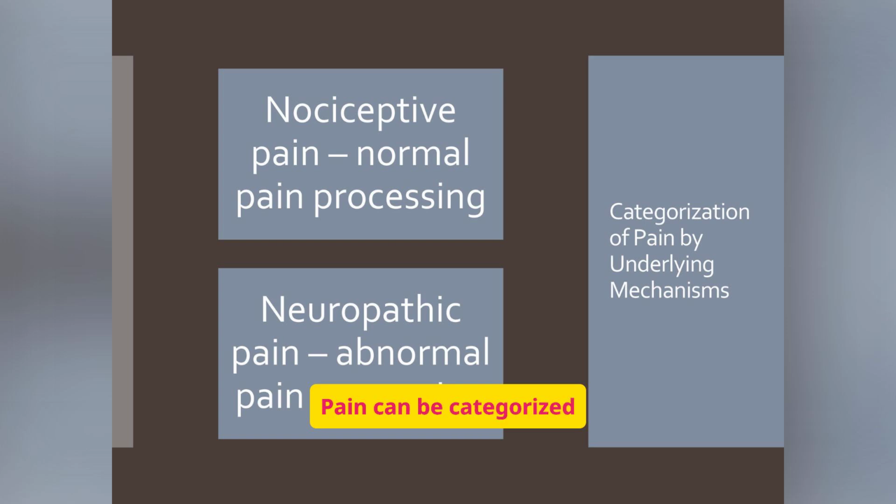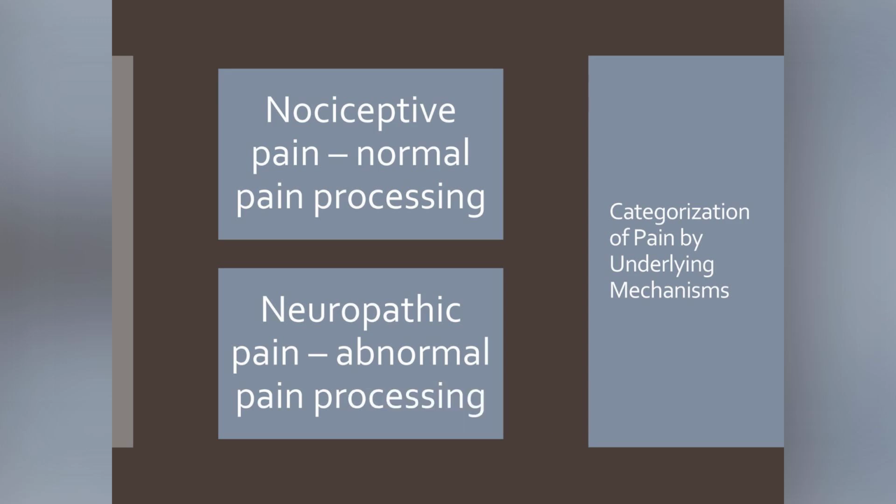Pain can be categorized by its underlying mechanisms, nociceptive and neuropathic. Nociceptive pain involves normal pain processing, while neuropathic pain involves abnormal processing due to nerve damage or dysfunction. This distinction is key. For instance, back pain might be due to muscle strain, nociceptive, or a pinched nerve, neuropathic, and each would require a different treatment approach.